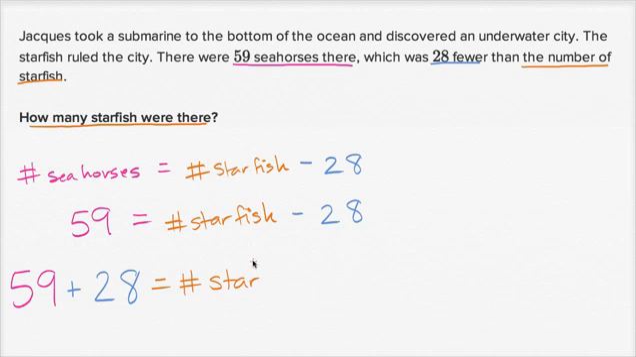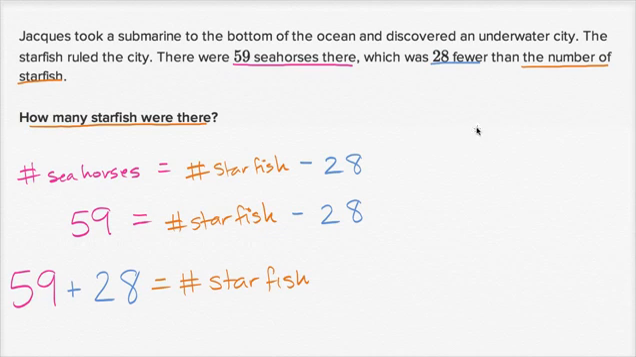Whenever you do a problem like this, it's always a good idea to do a check: are there going to be more starfish or more seahorses? They say there were 59 seahorses, which was 28 fewer than the number of starfish. So if there are fewer seahorses than starfish, there's going to be more starfish. So it makes sense. To go from the number of seahorses to the number of starfish, you would add 28. So now we just have to figure out what 59 plus 28 is.